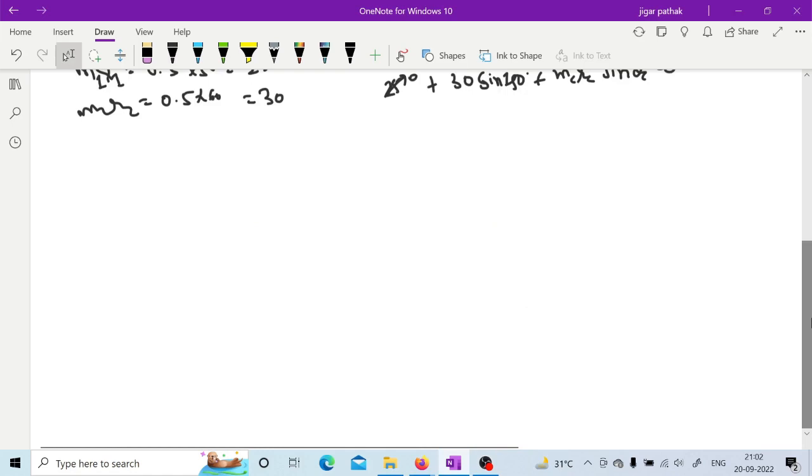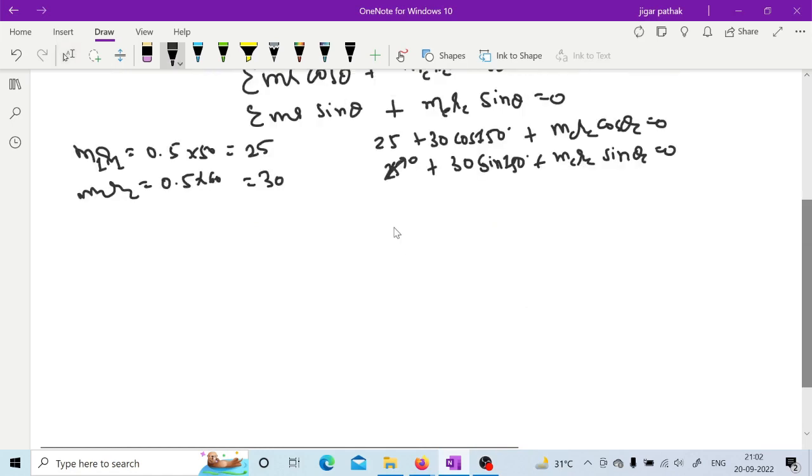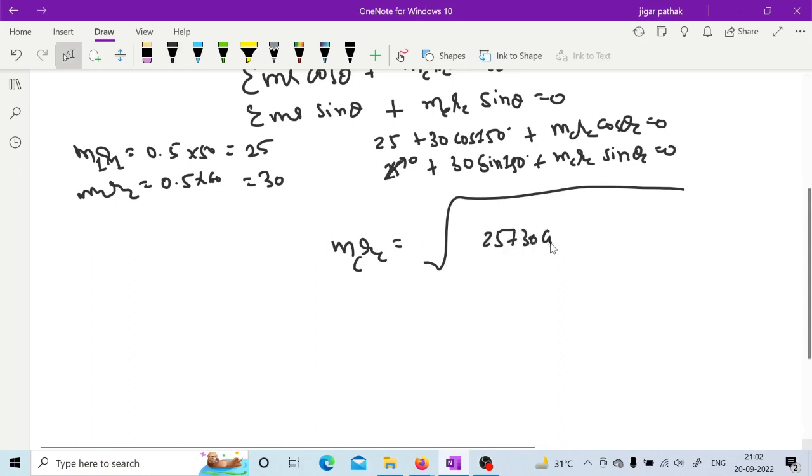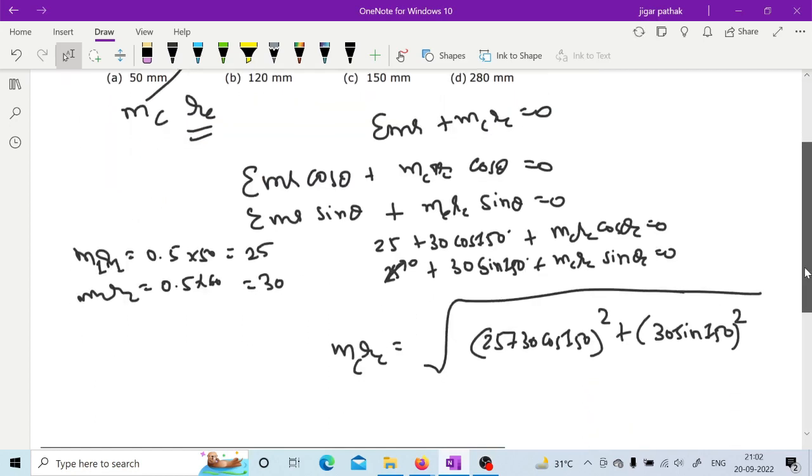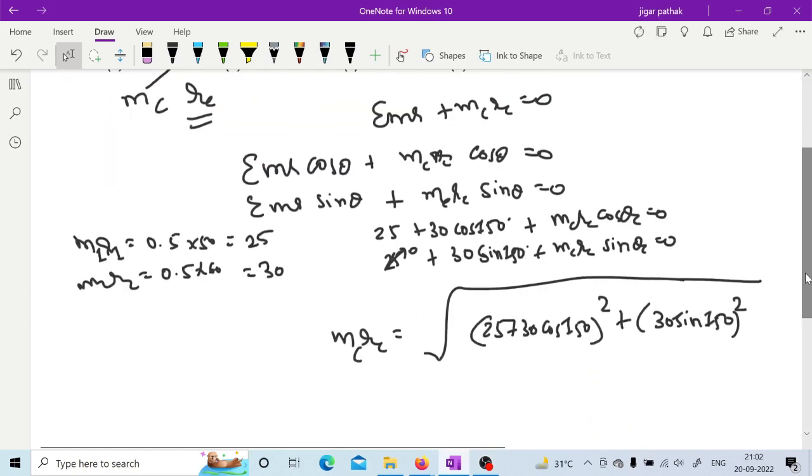So once you write this, then you can square and add both, right, in order to get MCRC. What you have to do is this: 25 plus 30 cos 150 square plus 30 sine 150 square. So RC is given, you find MC. Sorry, MC is given, you need to find RC. Can you tell me quickly?